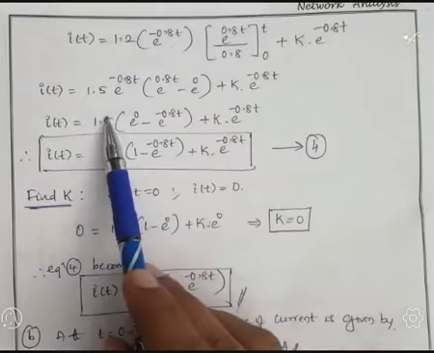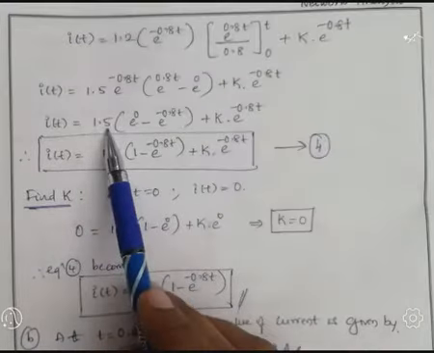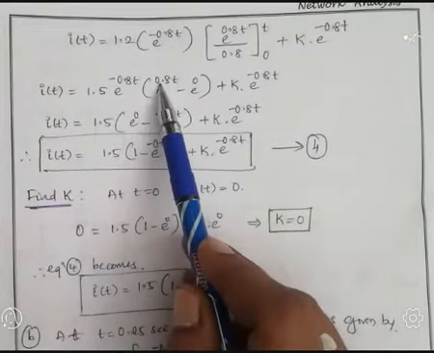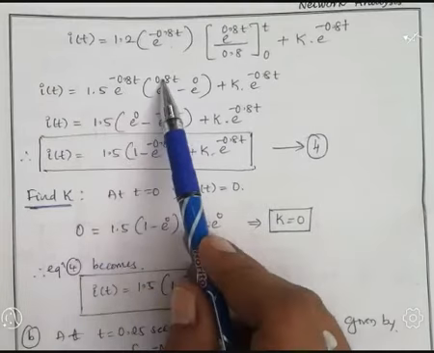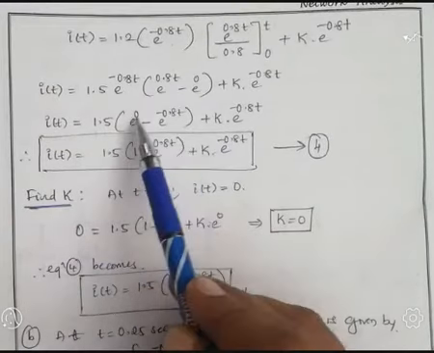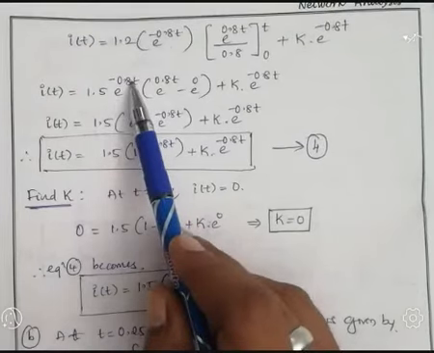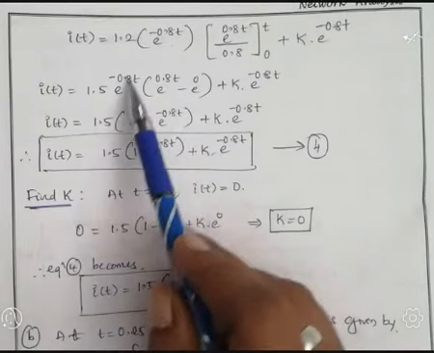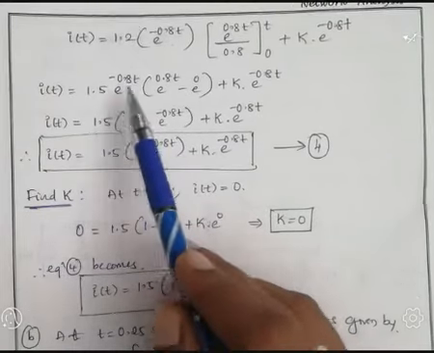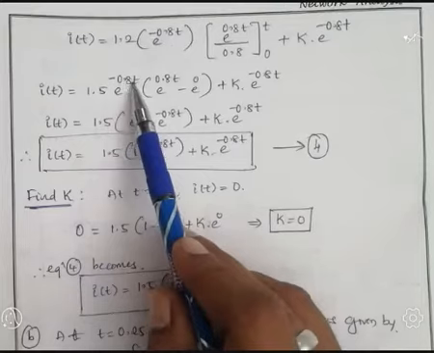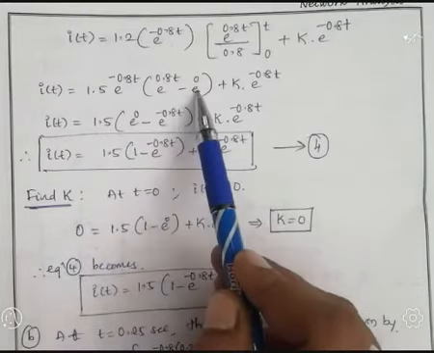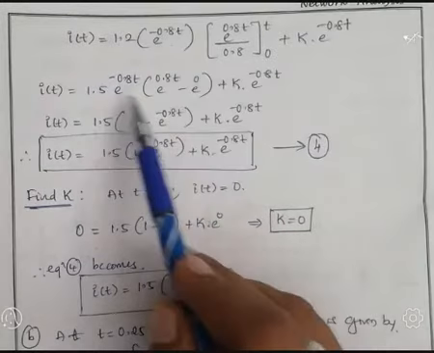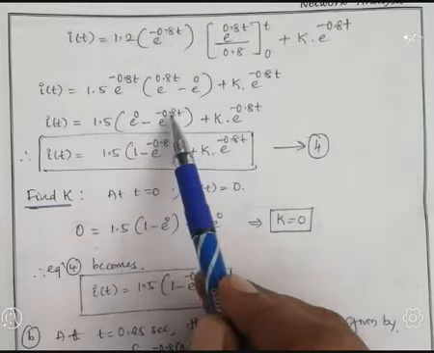Next simplification: 1.5, e to the power 0.8t multiplied by e to the power minus 0.8t. Here minus is there, here plus is there, so it becomes 0. Remember, power terms are added. Minus 0.8t plus 0.8t becomes 0. Hence, the power term is 0. Then e to the power 0 is nothing but 1. 1 multiplied by this one becomes e to the power minus 0.8t, plus k as it is.